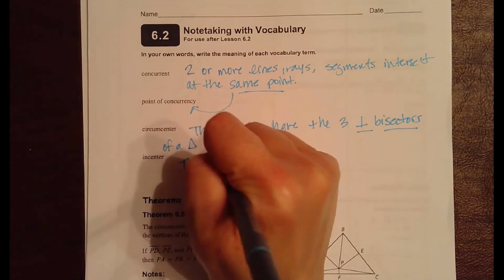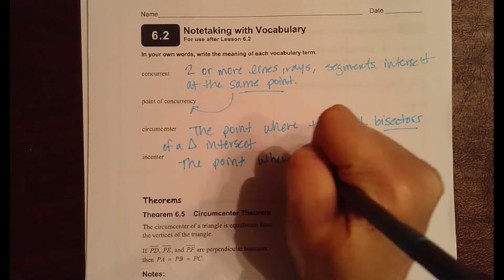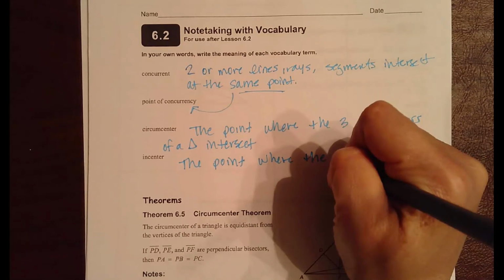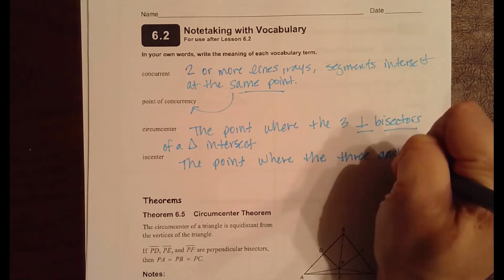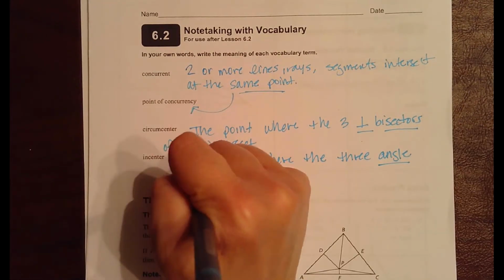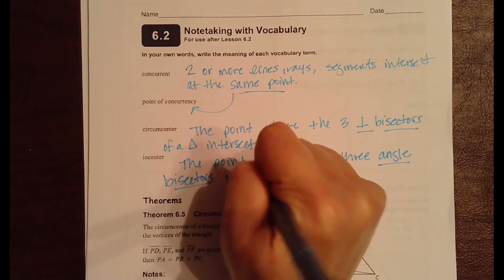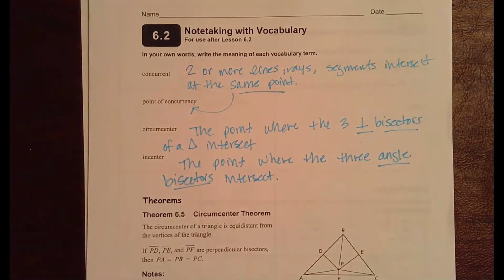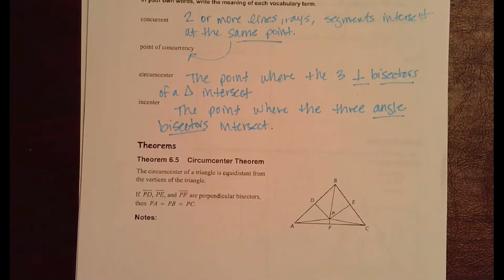The point where the three angle bisectors intersect is called the incenter. And so there are a couple different vocab terms that we're going to talk about. All right, so I'm going to show you how to do the construction of that here in a bit. But first, let's talk about the theorems for each one.